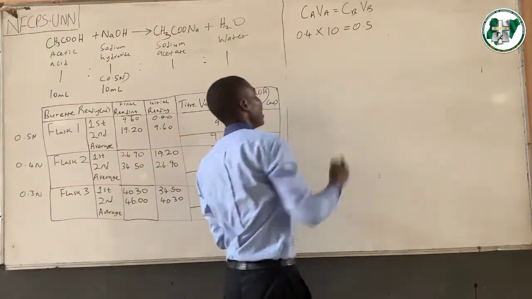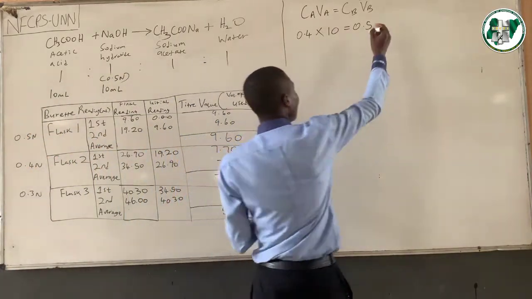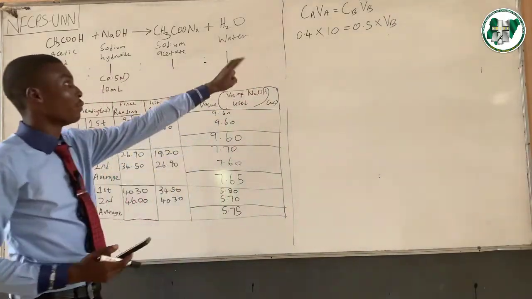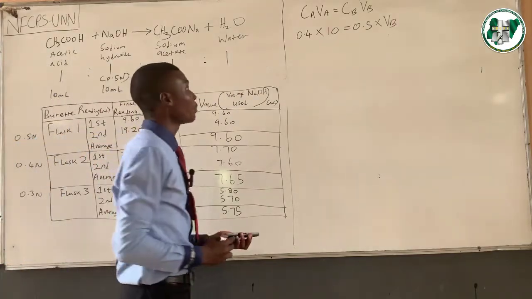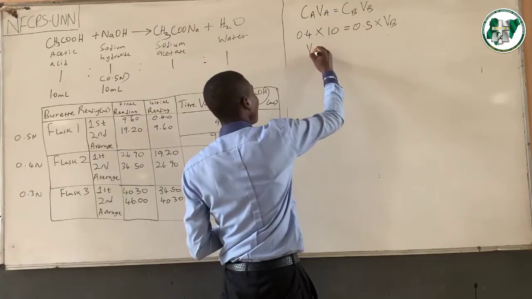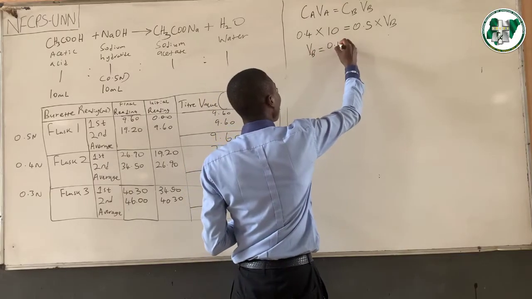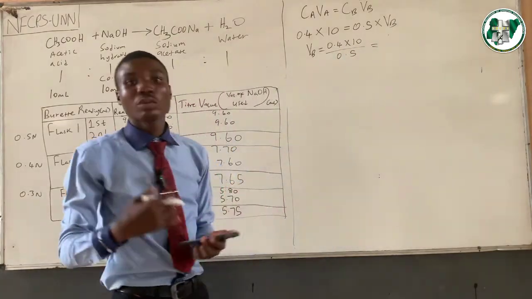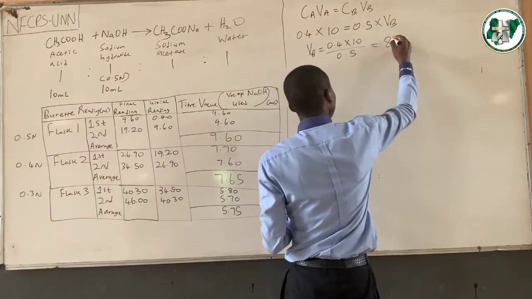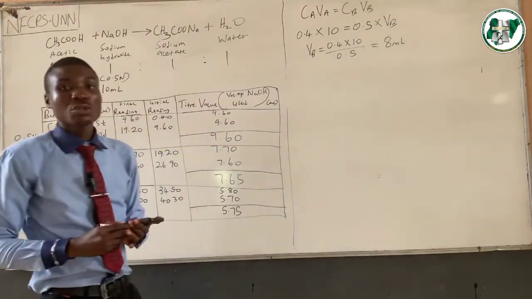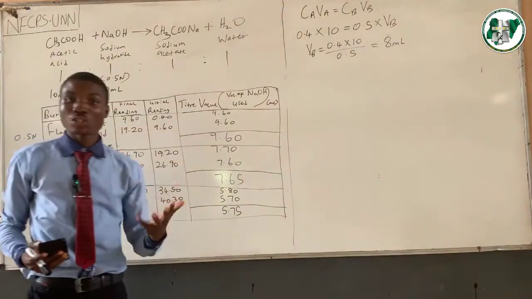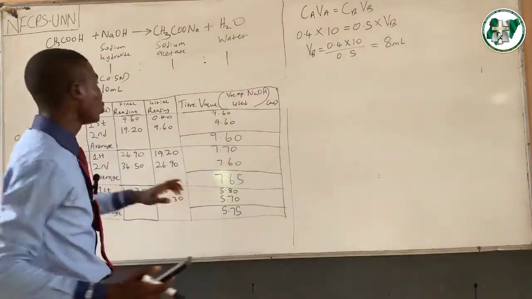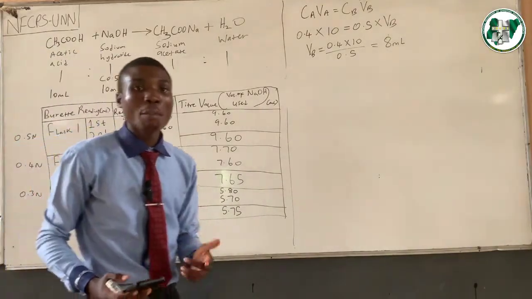So 0.4 times 10 is equal to 0.5 times, we don't know the volume of base that is going to be necessary to neutralize this volume of acid when there's no adsorption. So we can make the volume of base subject of the formula, so that our VB is equal to 0.4 times 10 divided by 0.5. If you do this calculation appropriately with your calculator, what you should be getting is 8 mil. It simply means that 8 mil of sodium hydroxide in the absence of adsorption is automatically going to be needed to neutralize 10 mil of 0.4 normal acetic acid.